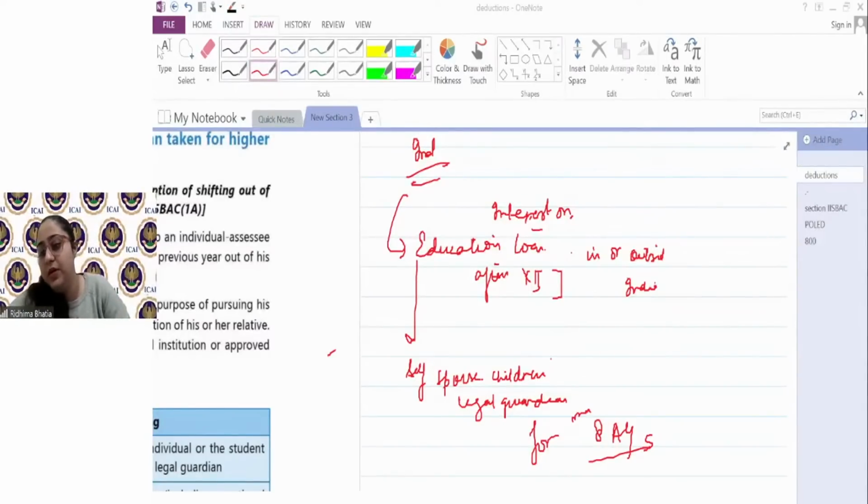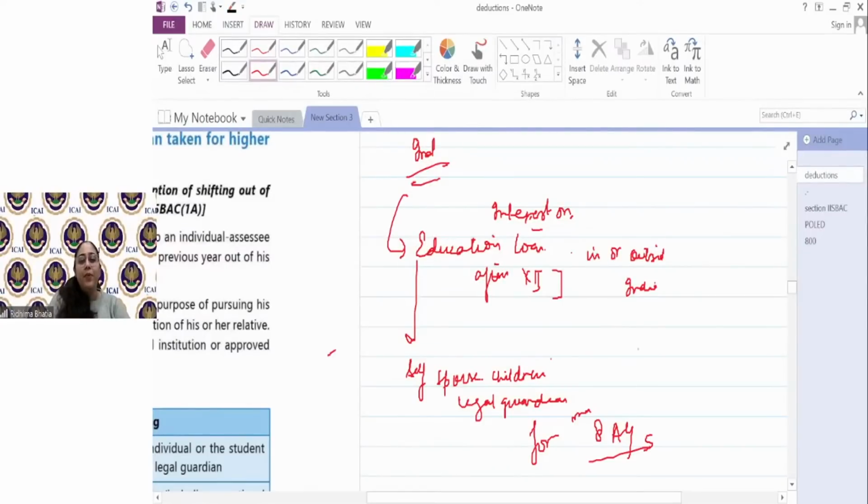You can claim the deduction for interest. There is no limit to what amount you can claim as interest deduction, but whatever is the interest paid for the maximum of 8 assessment years. अगर loan period 5 years है तो obviously 5 years तक you can claim. Loan period 10 years तक है तब भी maximum 8 assessment years का interest you can claim.